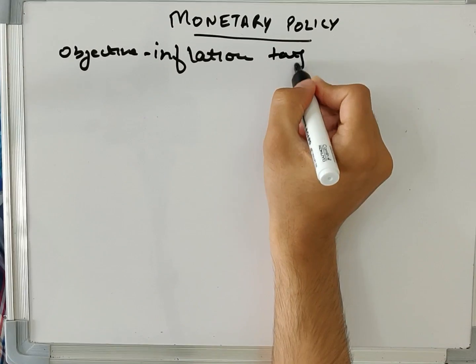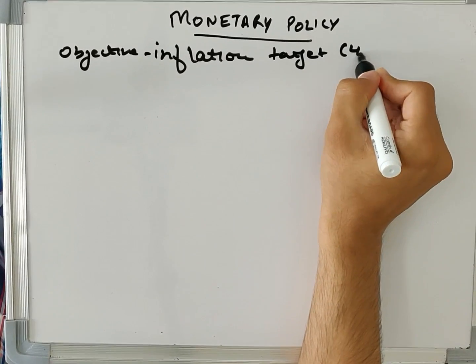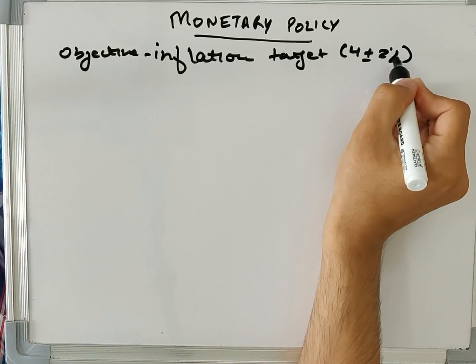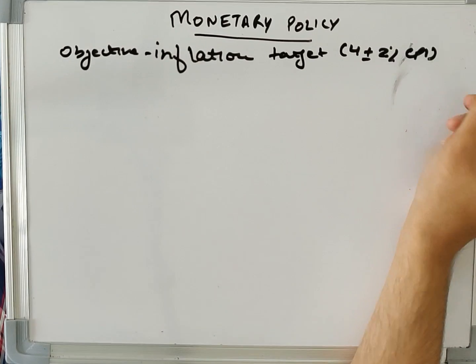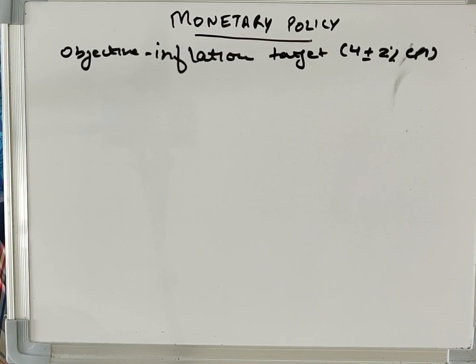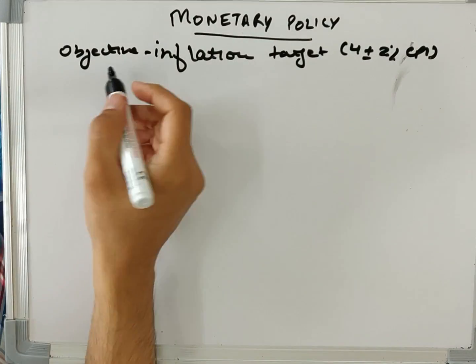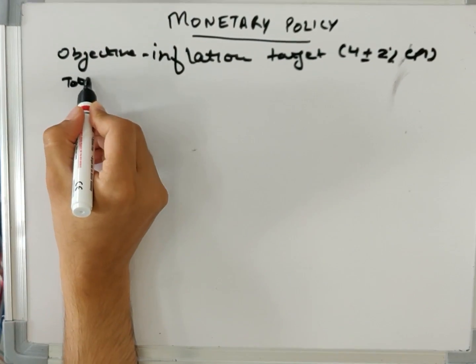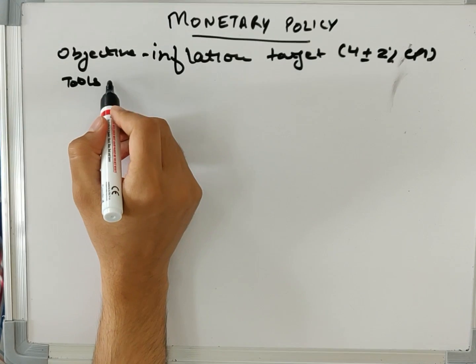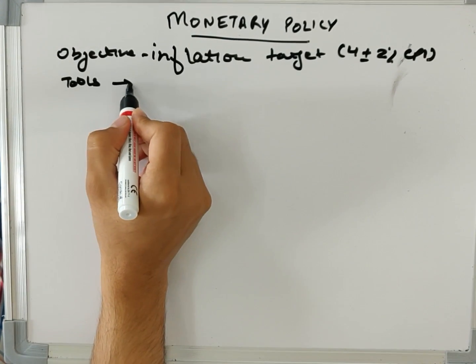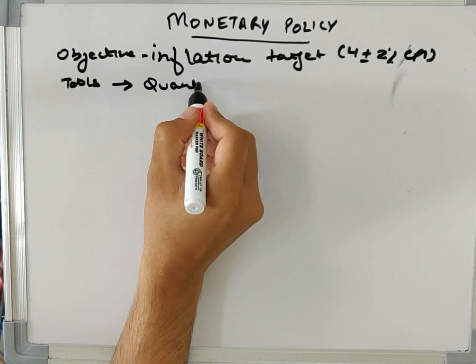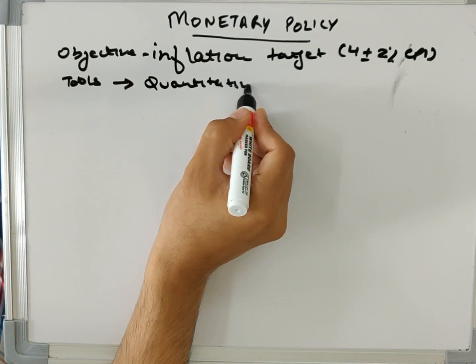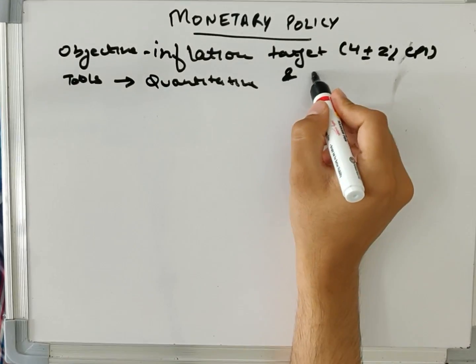And the target is 4 plus minus 2% of CPI. The various tools of monetary policy which help in the transmission of monetary policy or monetary effects can be segregated into quantitative and qualitative.